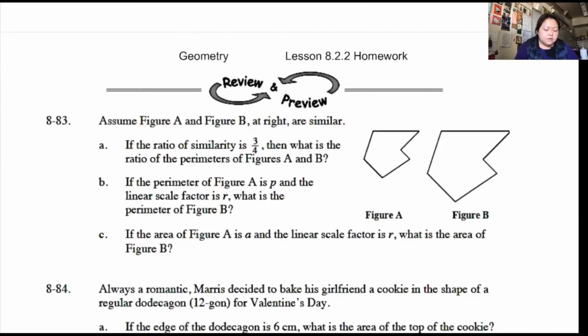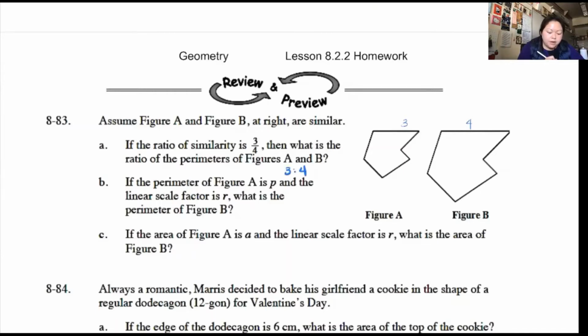If the ratio of similarity is 3 to 4, what is the ratio of the perimeter of figures A and B? So when it says 3 to 4, it means this is 3 and this is 4. And so remember, we talked about this in the previous lessons and the homework, that the perimeter has the same exact ratio as the scale, right? So the ratio of the perimeter will be the same. It will also be 3 to 4.